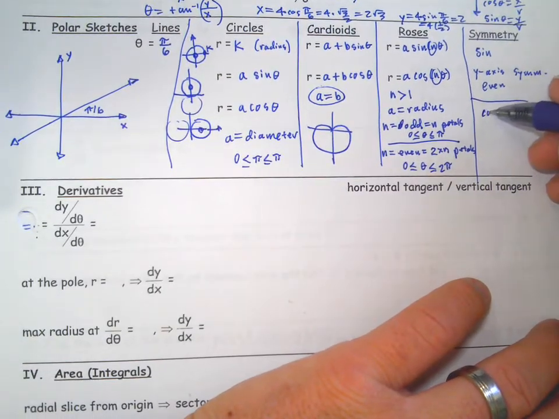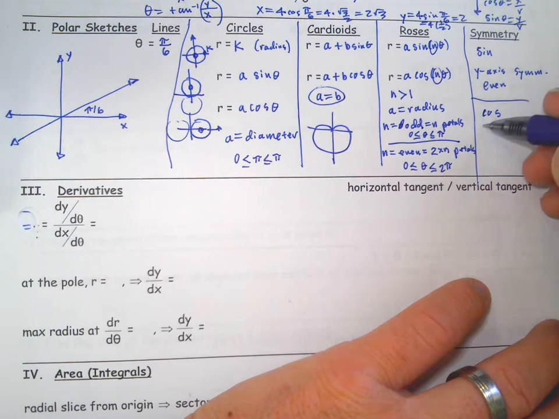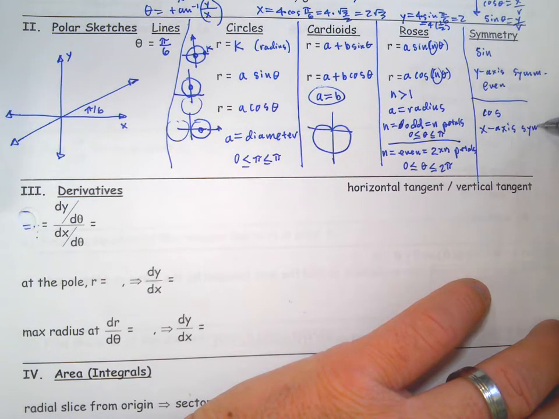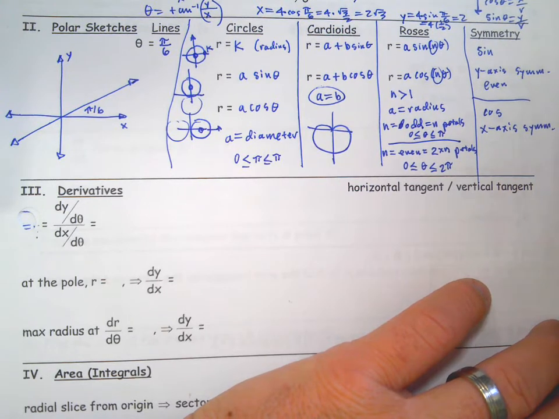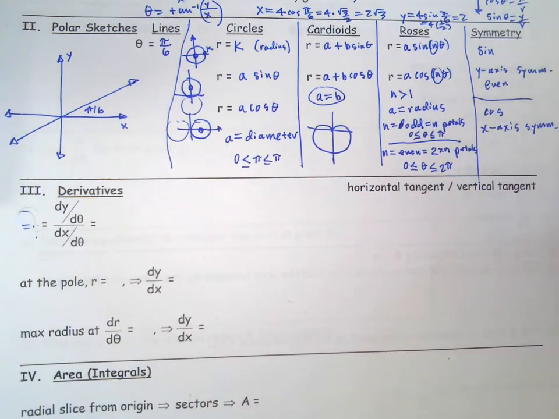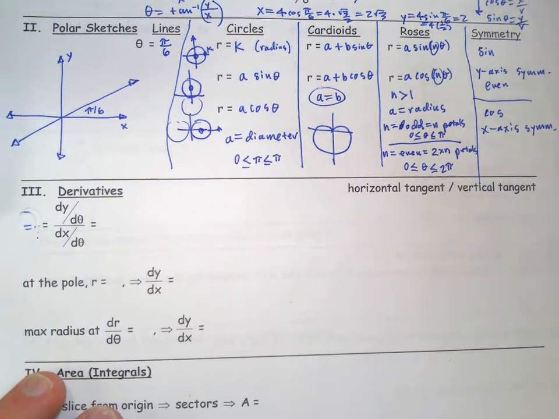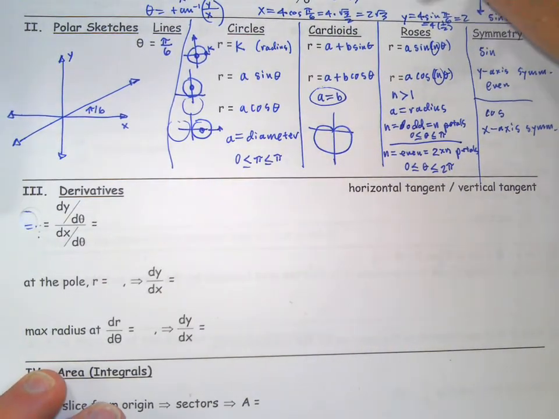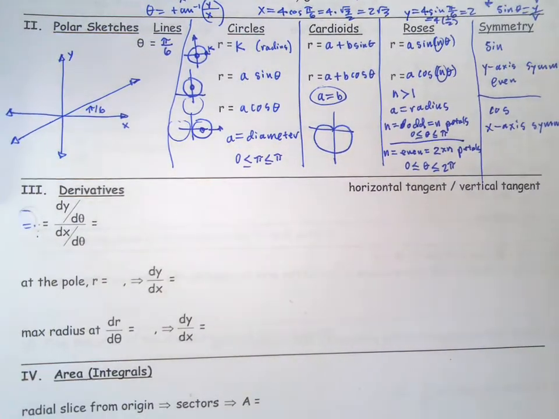If it involves cosine, it's going to be sideways, so it's going to have x-axis symmetry. The top half is going to be the same as the bottom half, like if you flip it over the x-axis. So it's kind of a bunch of basic shapes. There's some other ones, limacons with inner loops, convex limacons.